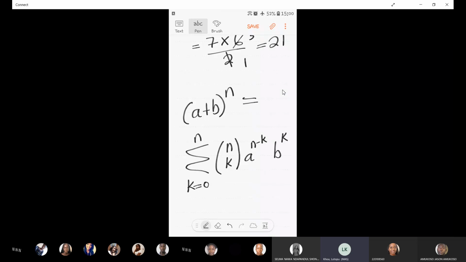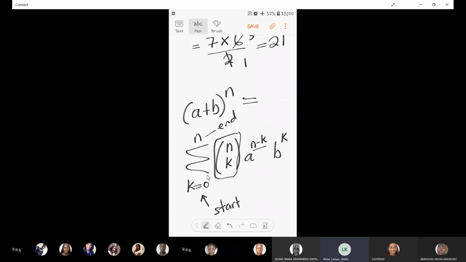So if you remember what we did in series, this is our starting point, this is our end point, and this is what we introduced today on choosing. You can see my powers of a are decreasing because I start with n minus 0, which is n, then n minus 1, then n minus 2, and so on until I get to n minus n, which is 0. Here my powers of b are increasing. I start with 0, then 1, then 2, then 3, and so on.